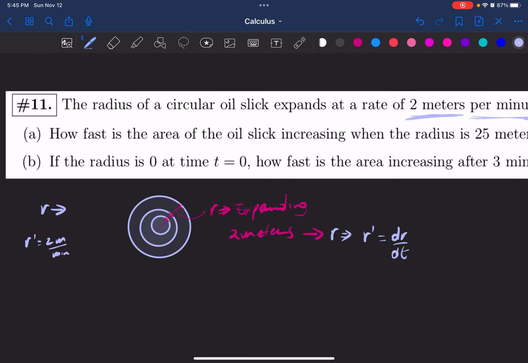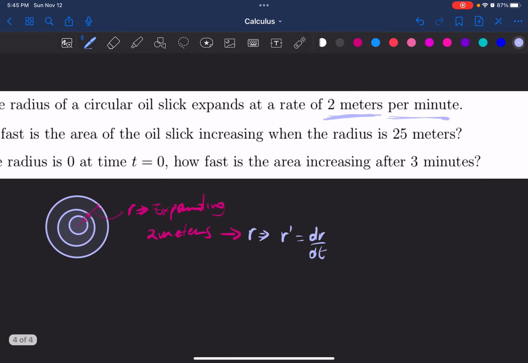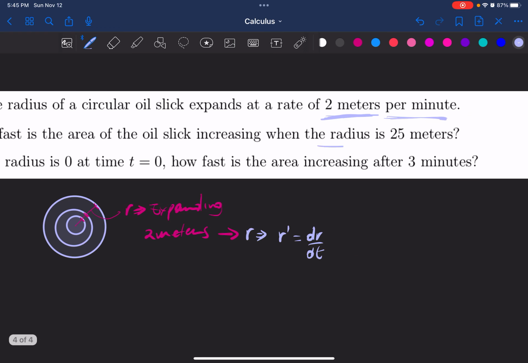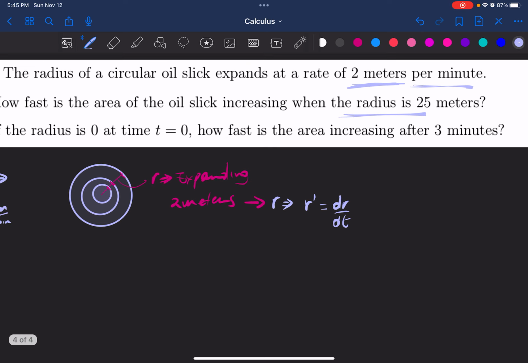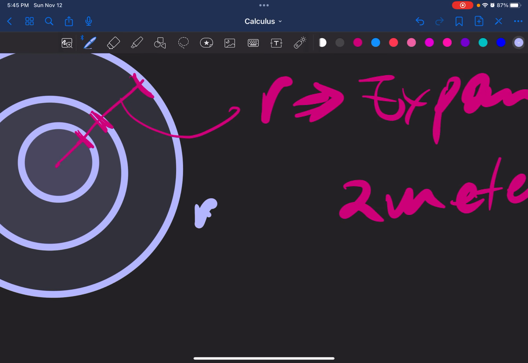So what's the next thing? They're asking me to find how fast the area of the oil slick is increasing when the radius is 25. So they want to find when my radius is 25, what is the change in the area?